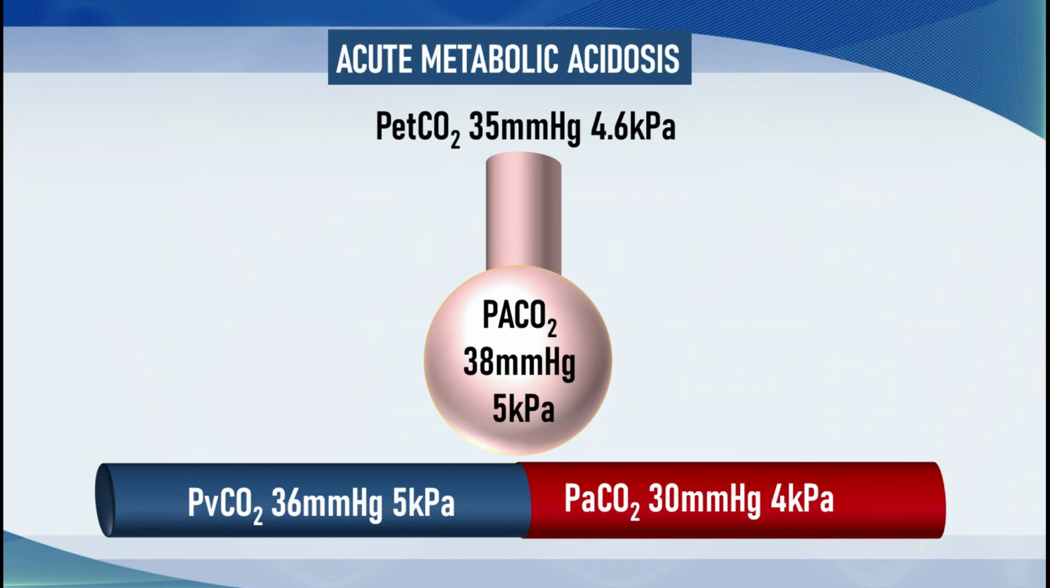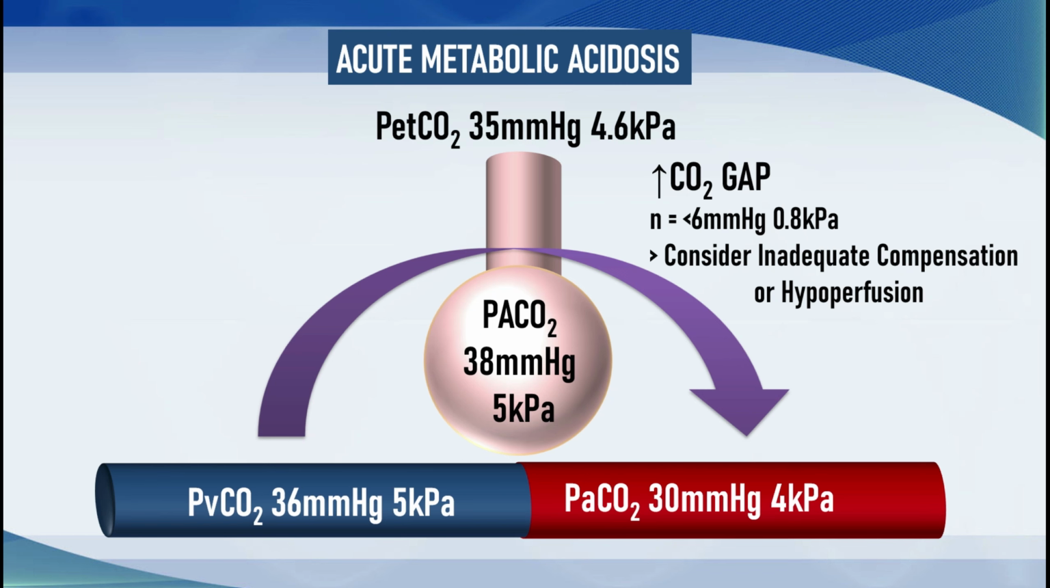It is always worth looking at the gap between the venous and the arterial PCO2. Normally, that is less than 6 millimeters of mercury, or 0.8 kilopascals, even in acute metabolic acidosis. If it is greater than that 6 millimeters of mercury, or 0.8 kilopascals, consider that the patient may be failing to compensate adequately or may have a hypoperfused state, for example, due to bleeding. I will cover the CO2 gap in a later tutorial.